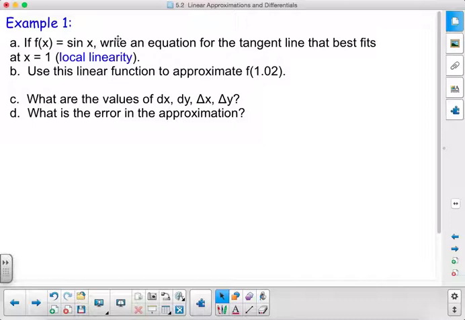So everything we've done so far today. Number 1, if I had a function sine of x, could you linearize this at x equals 1? That's really what part A is going to ask you to do. So could I write the equation for my tangent line at 1? And then part B is, could I use that to approximate an answer at something really close to 1, like at 1.02?